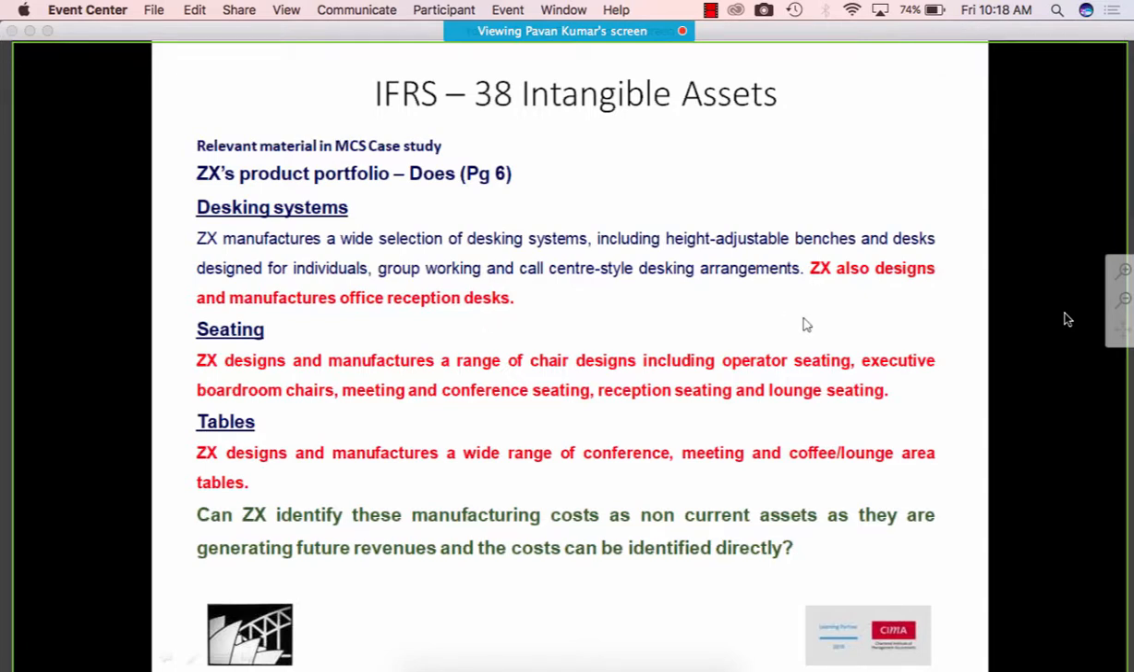Now, these sentences that I have highlighted in red here, you should give specific attention to those sentences. It says designs and manufactures. So is this design unique to itself? Is this an innovation or something that ZX has brought up into the market?